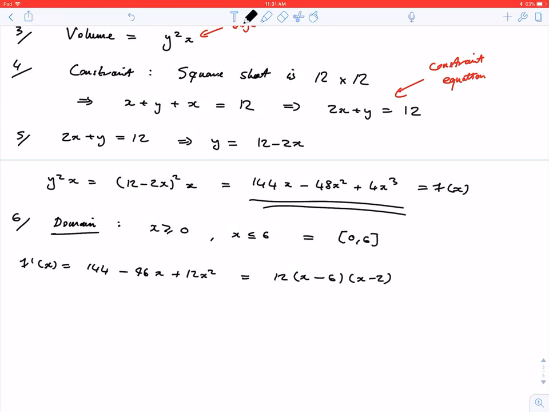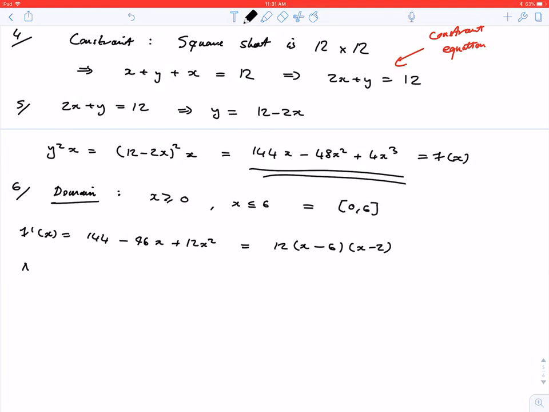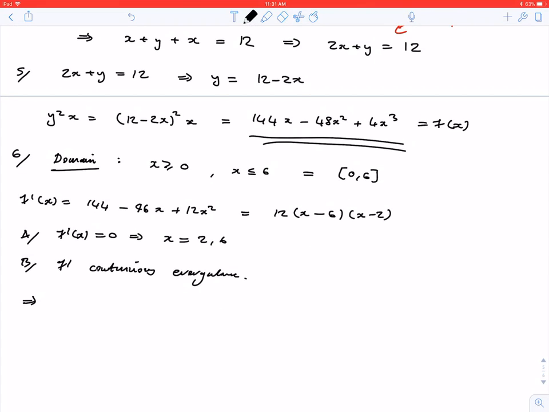So now what do I need to do? Well, I need to check my critical points. So A, f prime of x is equal to 0. This implies that either x is equal to 6 or 2, so it's 2 or 6. B, it's a polynomial, so f prime is continuous everywhere. So no need to worry about this. So this tells you that the endpoints and the interior points, so 0, 2, and 6, are all critical numbers on the interval 0 to 6.